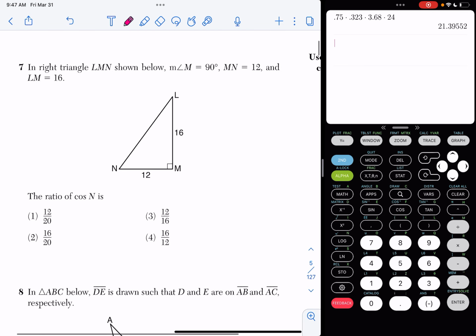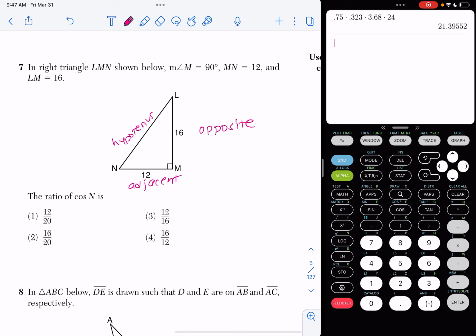Okay, number 7, in right triangle LMN shown below, angle M is 90 degrees, MN is 12, LM is 16. The ratio of cosine of N. So let's look at angle N in the picture. This is the opposite side. This is the adjacent side. And this is the hypotenuse.